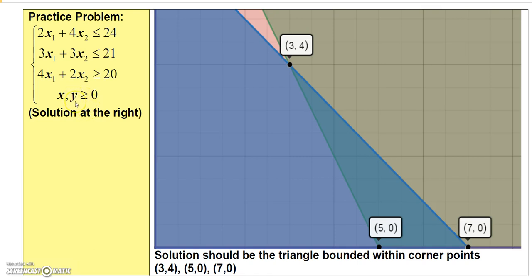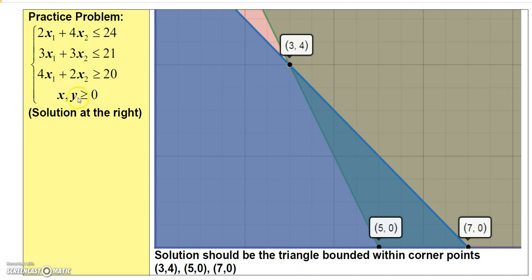Now, I'm going to go out of order here, but I want to look at this practice problem. If you'll notice, these were the three inequalities that I just drew. And then I want to throw on that x and y are also greater than or equal to 0. I really should have said x1 and x2, but hopefully you know what I mean. Anyway, x1 and x2 are greater than or equal to 0.